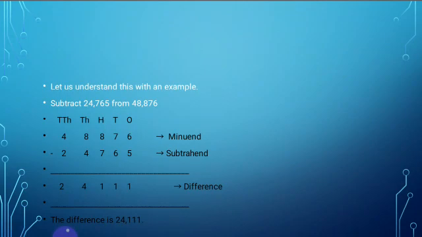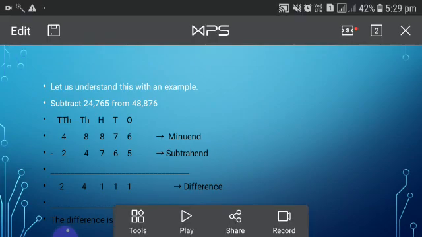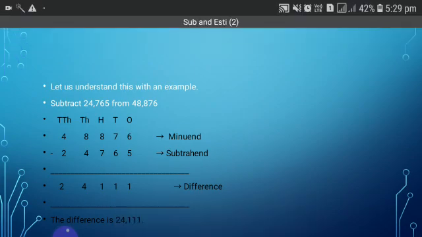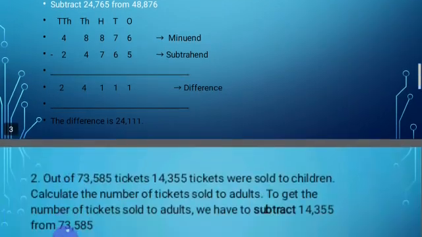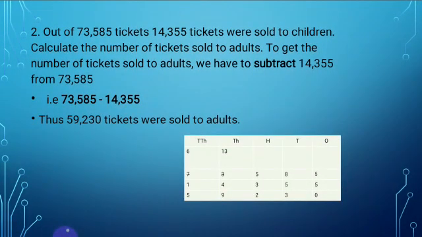Subtract 24,765 from 48,876. In subtraction, we subtract a smaller number from a bigger number. Now, we arrange the numbers properly one below the other as per the place value. Here, 48,876 is the minuend, 24,765 is the subtrahend, and whatever we get is the difference, that is 24,111.